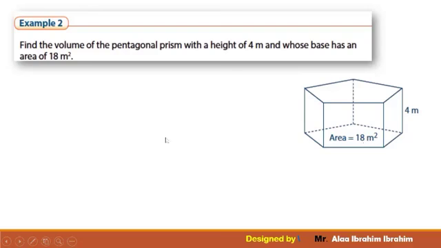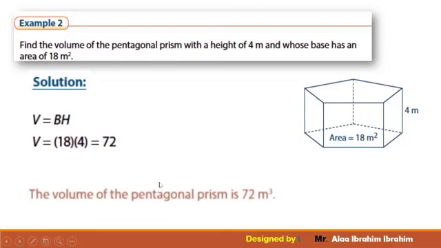Okay, so I have to remember my rules. The solution here: I have to write volume equals B times h. The B for your base here, the base area, is 18. My height here is 4. So I just multiply 18, the area of the pentagon, by 4. So my result is 72 meters cubed.